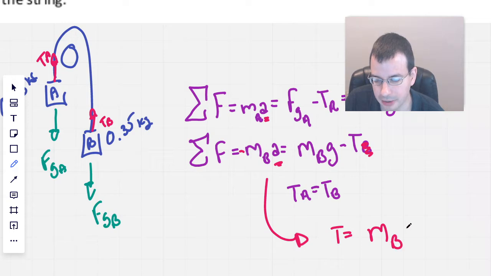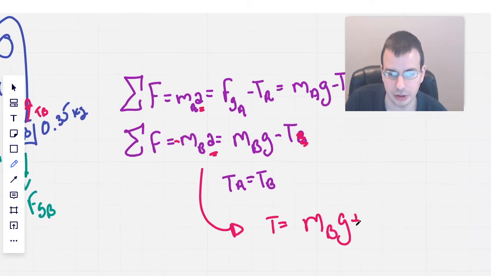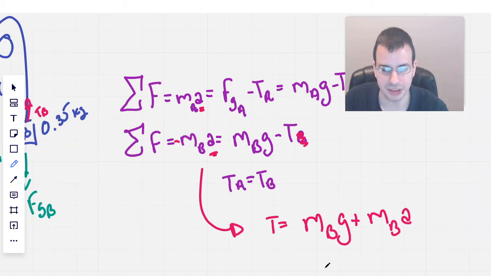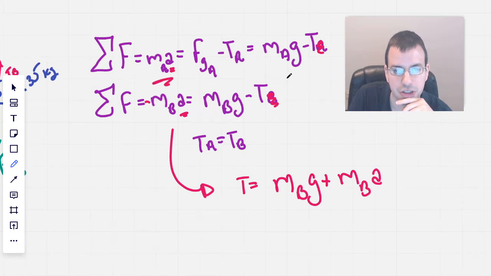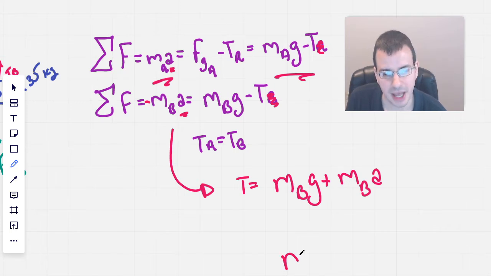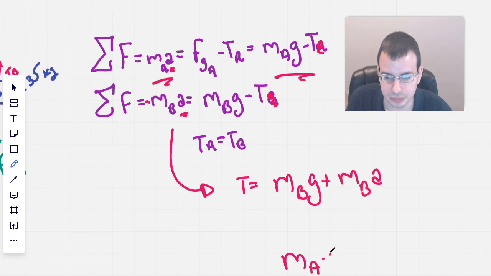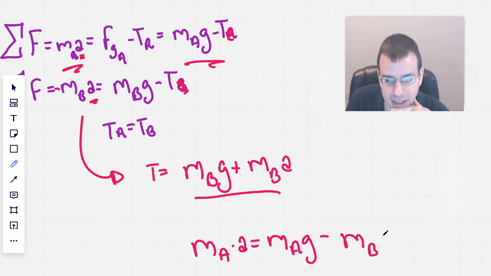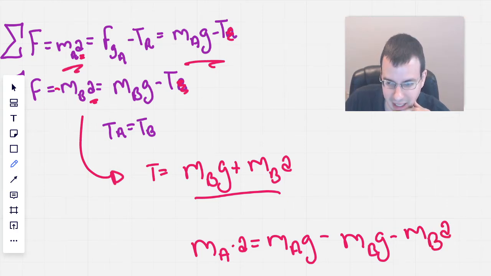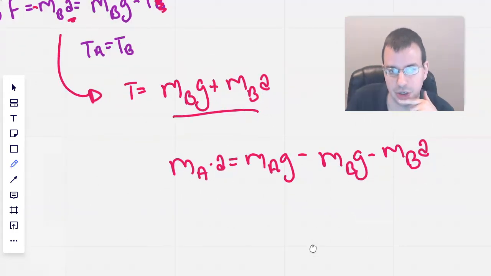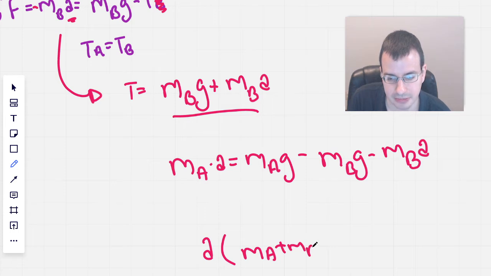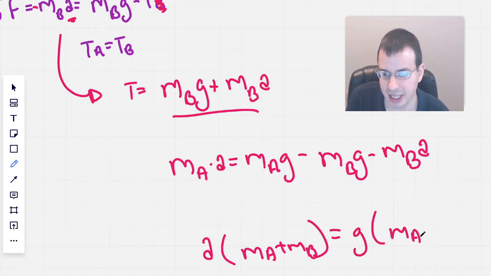So we have tension equals mass block B times gravity plus mass block B times acceleration. I won't simplify it. Now we're going to plug this into the equation for A. So we have mass block A times acceleration equals mass block A times gravity minus this tension that we just solved for using the second equation, mass block B times G plus mass block B times A. We're trying to solve for A here, so I'm going to move all the A's over to one side. So we have A times (mass A plus mass B) equals gravity times (mass A minus mass B).